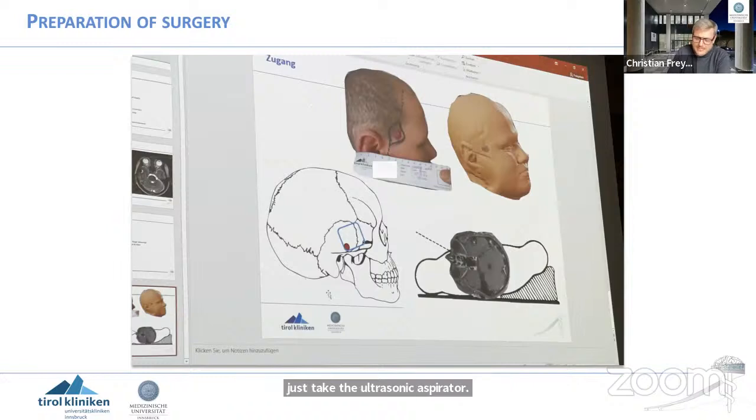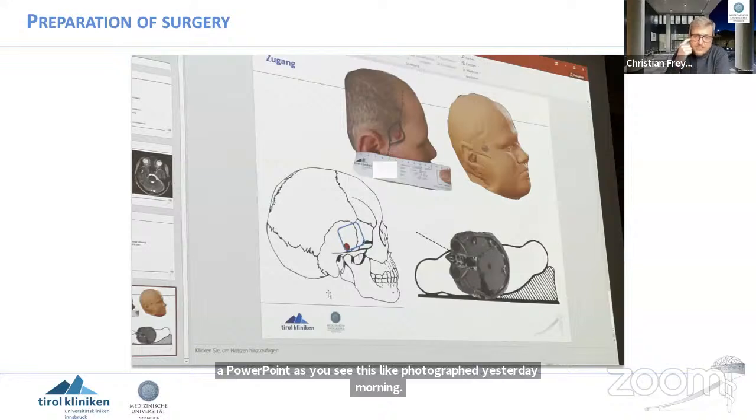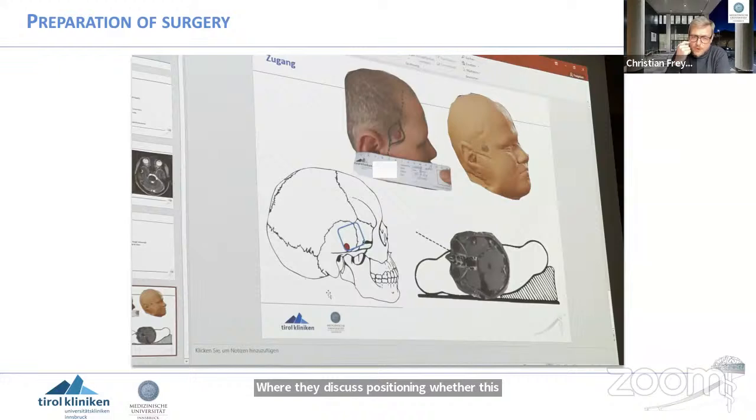Preparation of surgery, this is how we do it in Innsbruck. Not everybody has to prepare a presentation, but whenever a resident from our department is doing a tumor case, they have to prepare a PowerPoint, as you see this, photographed yesterday morning, where they discuss positioning, the approach, the craniotomy, and what they expect, and how they want to start the surgery, where they want to start the dissection.